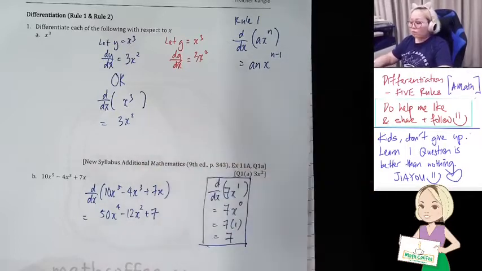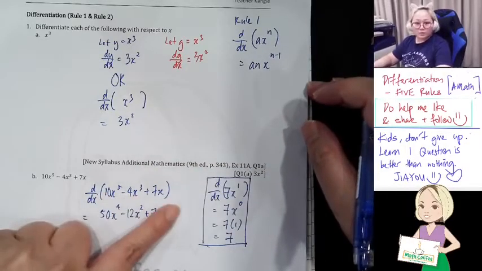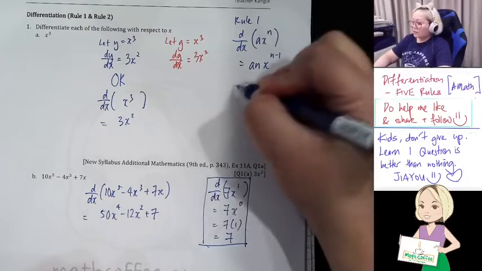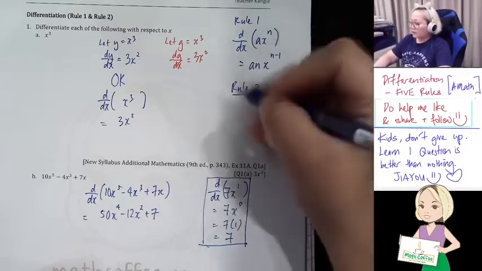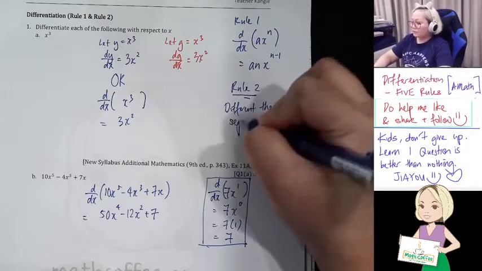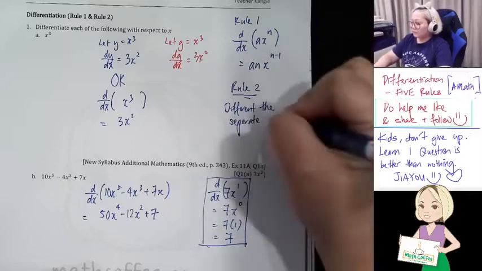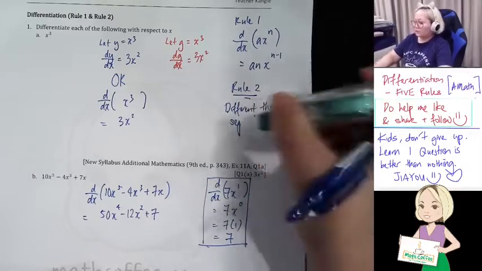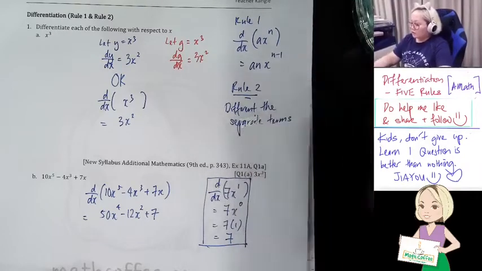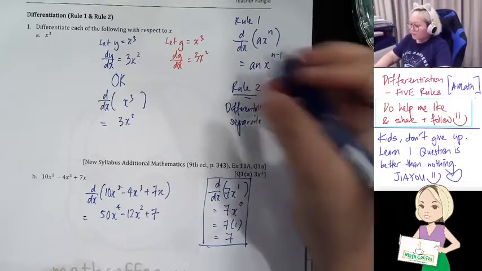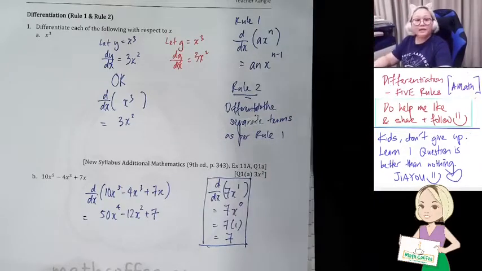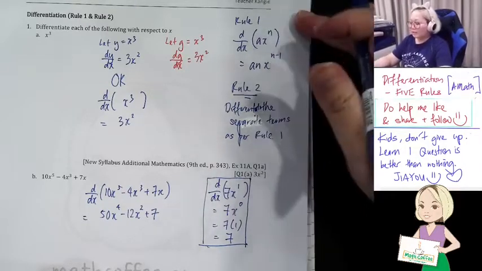So rule 2 means that when you have many terms, you just differentiate them as per rule 1. Basically rule 2 means you differentiate the separate terms as per rule 1. So rule 1, rule 2 is just like that.